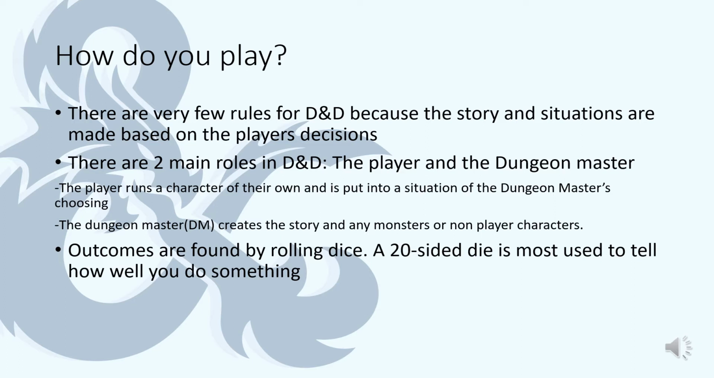In D&D, outcomes are mainly found by rolling dice. A 20-sided die is most commonly used to tell how well you do or accomplish something.